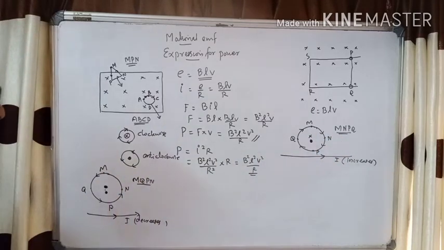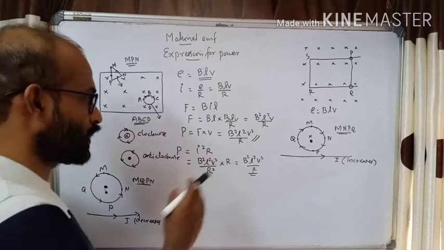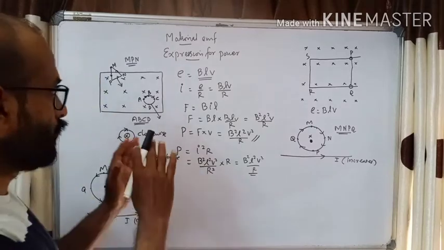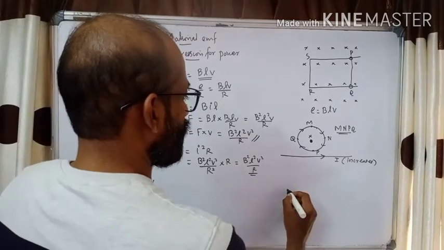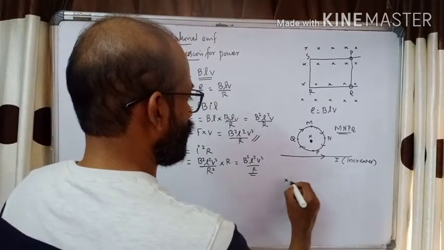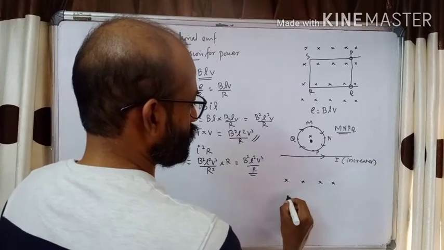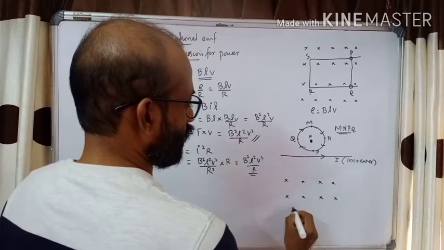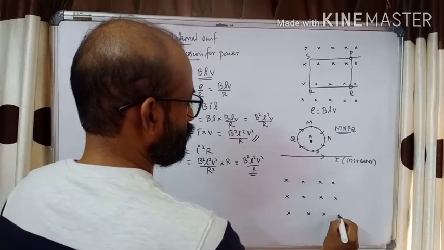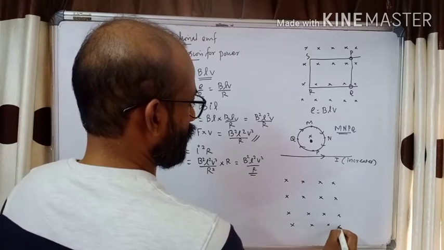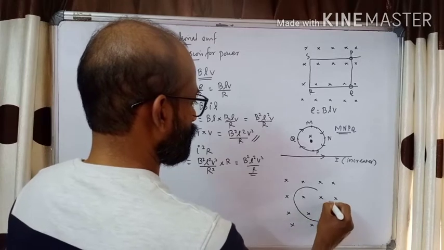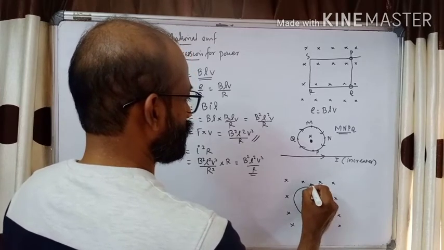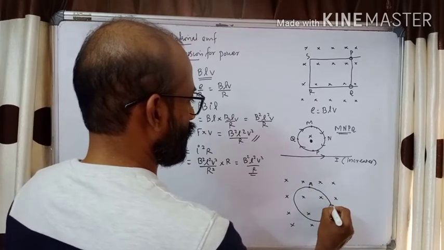Okay. And one more type of problem is usually asked for board examination related to Lenz's law. Suppose we have a loop in a magnetic field region. For our convenience, we can use a magnetic field directed inward, into the board. Now we have a circular loop placed inside. I just give a name for this, ABCD.